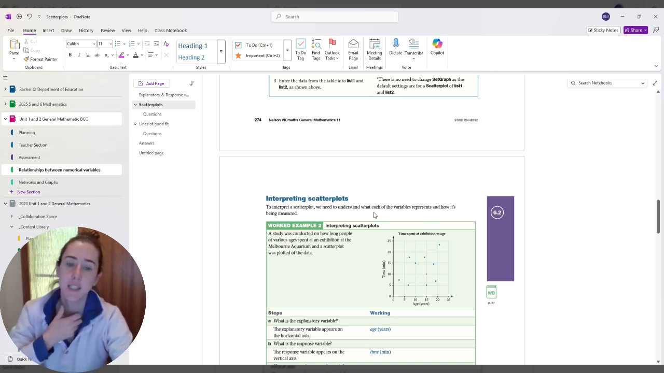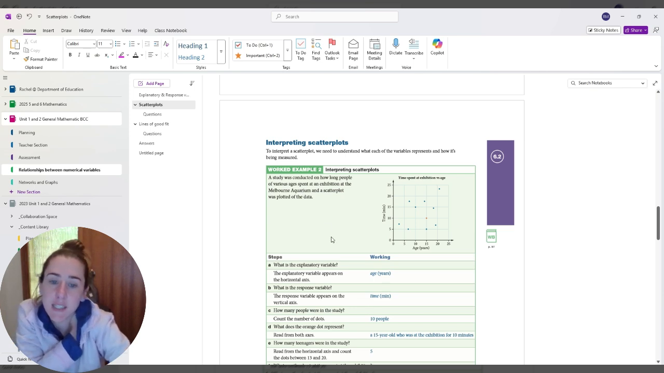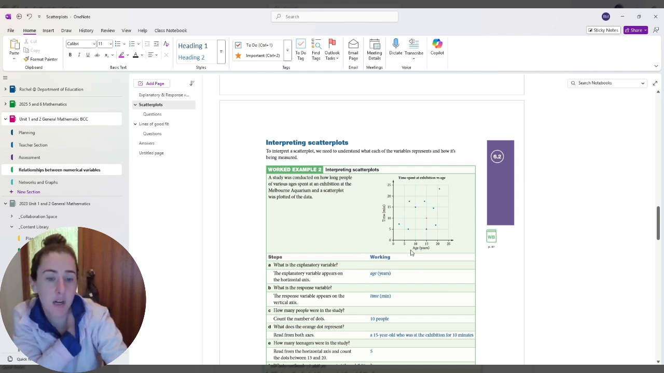We need to understand what each of the variables represents and how it's measured. So here we go. Let's have a look. We've got a study that was conducted on how long people of various ages spent at an exhibition at the Melbourne Aquarium, and a scatter plot was plotted of the data. So we've got age across our x-axis and time on our y-axis. Our explanatory variable is on our x-axis, and that's age, and our response variable is on our y, which is time. So we're thinking that age explains how long you spend at the exhibition.